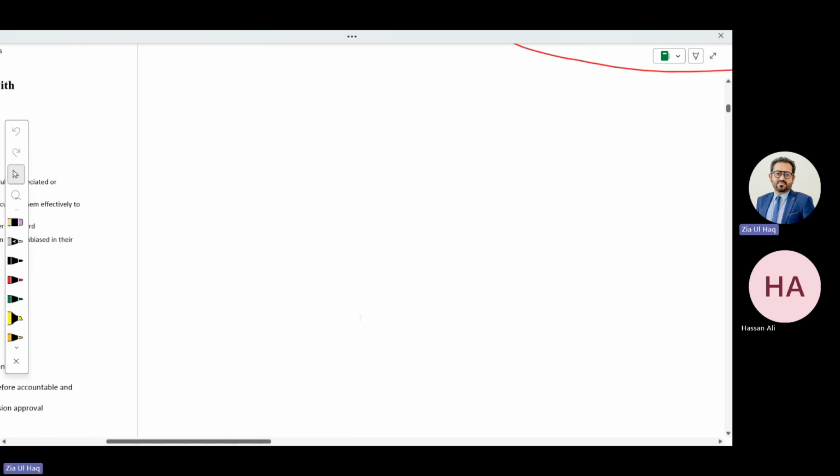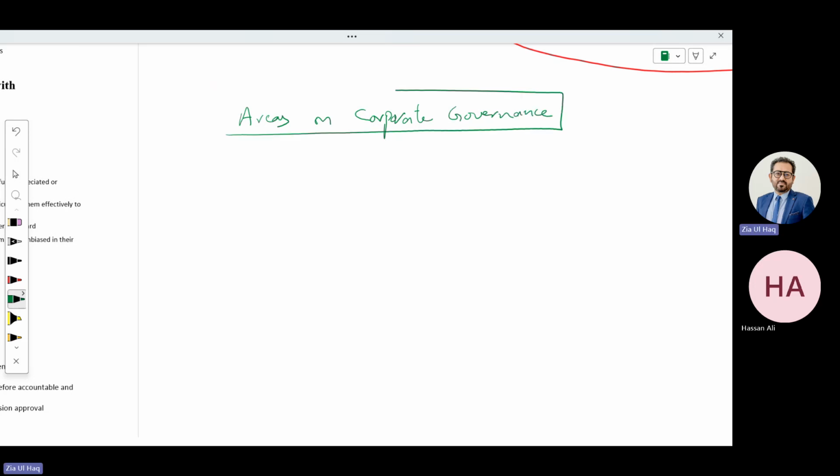So corporate governance codes we have discussed generally, but the corporate governance codes have been defined relating to 5 main areas of the company. The corporate governance codes have been defined for 5 main areas of the company. What are the 5 areas corporate governance codes are covering?